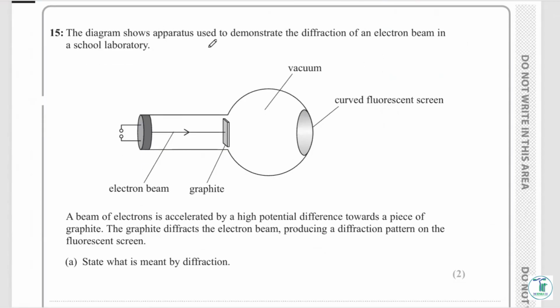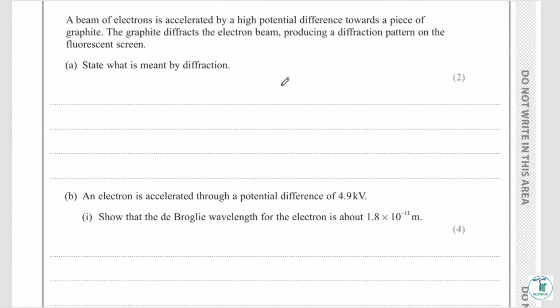The diagram is showing an apparatus used to demonstrate the diffraction of an electron beam in a school laboratory. You've got graphite, the electron beam, the vacuum, and the curved fluorescent screen. A beam of electrons is accelerated by a high potential difference towards a piece of graphite. The graphite deflects the electron beam, and we need to show what the diffraction is.